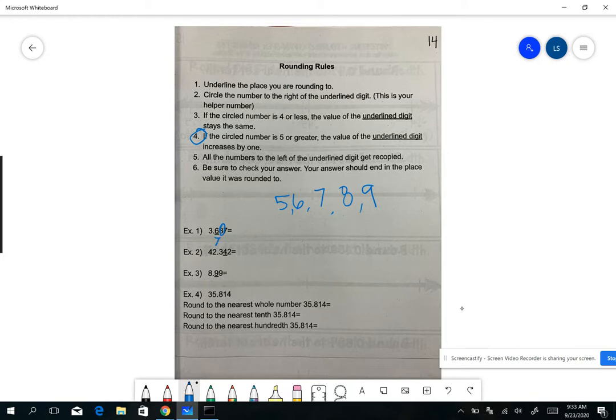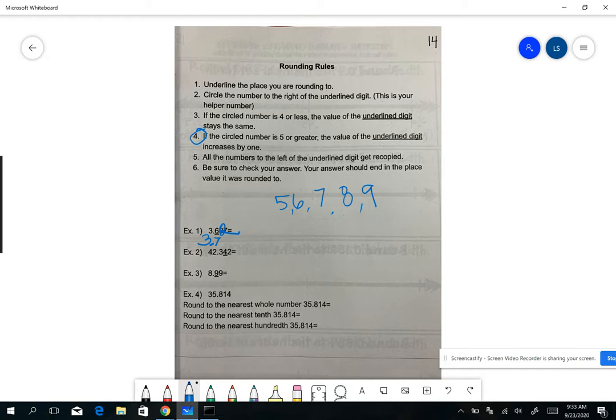I like to do it right underneath the number so that I can copy everything else. Now, you use it and you lose it. I don't need those numbers anymore, but I do need to copy everything to the left, which is what rule number 5 says. So my answer is 3 and 7/10.